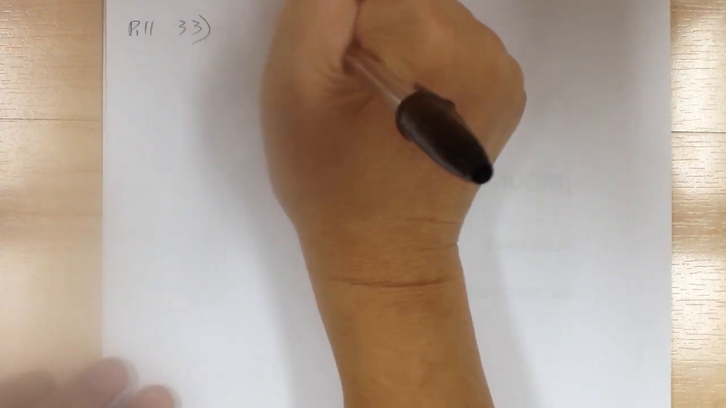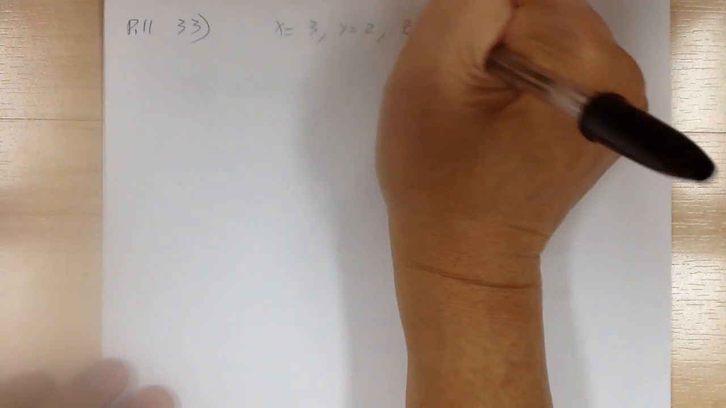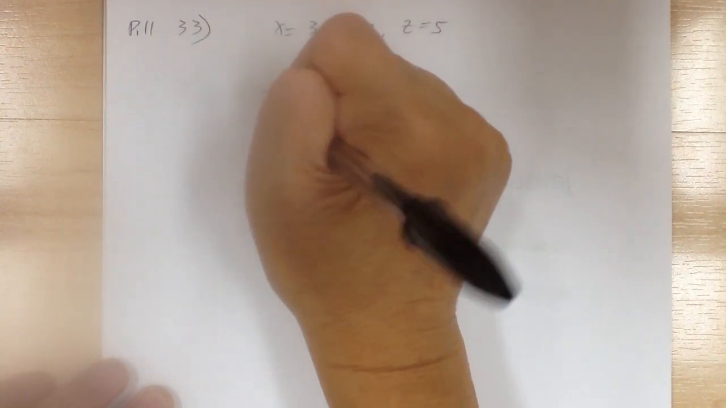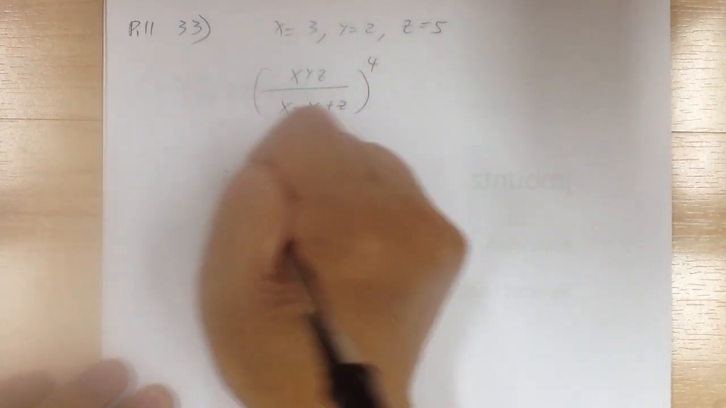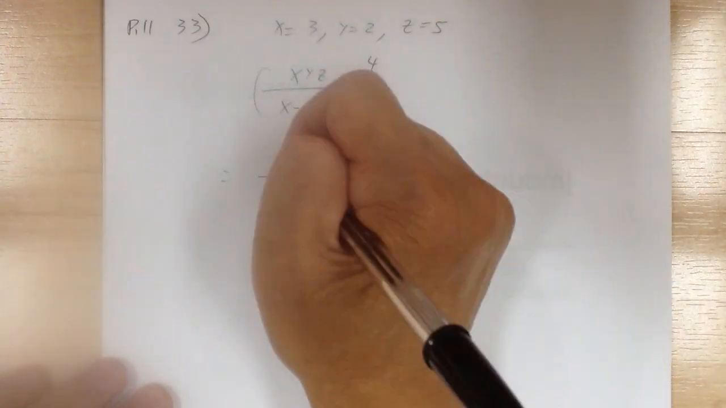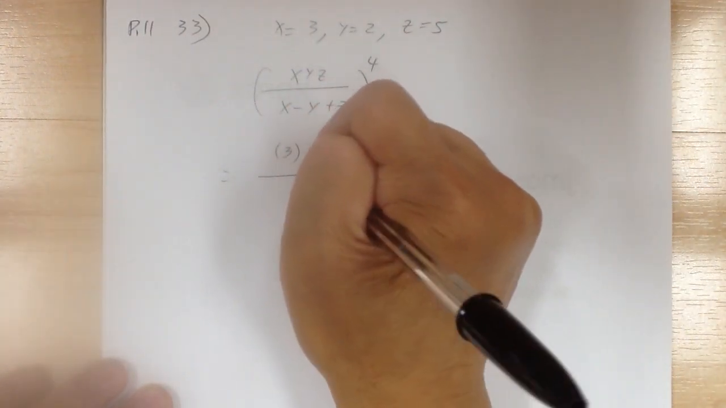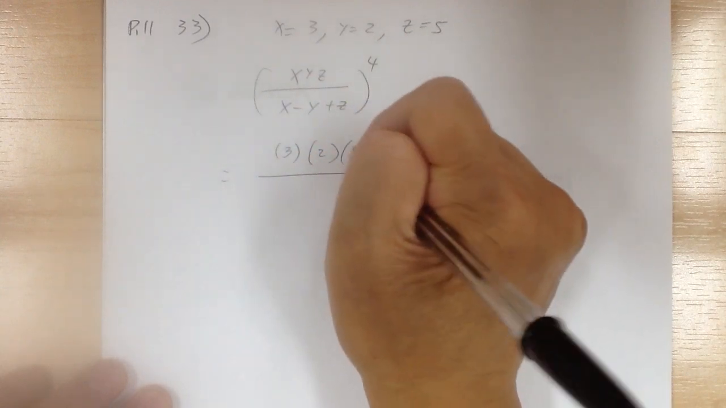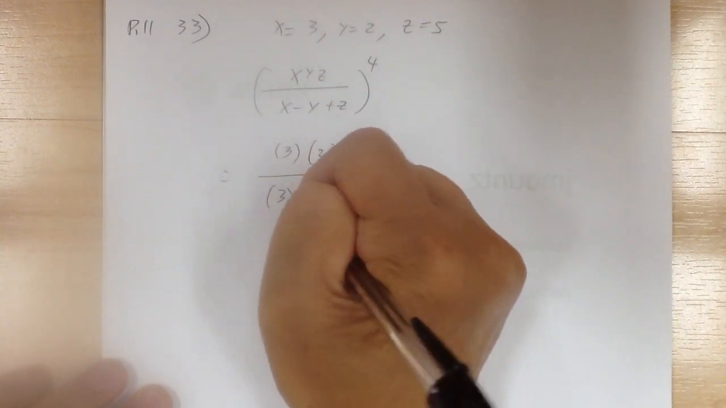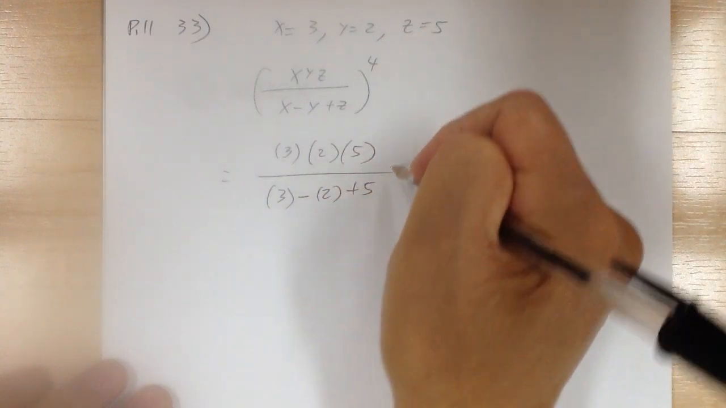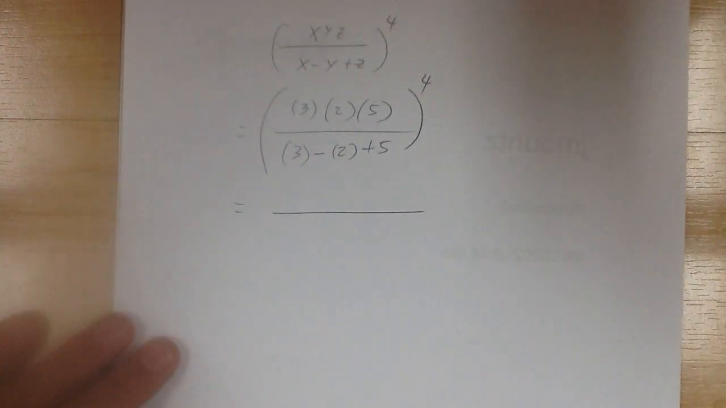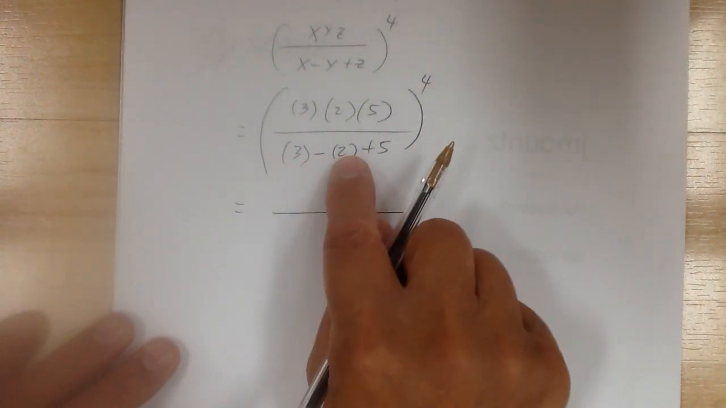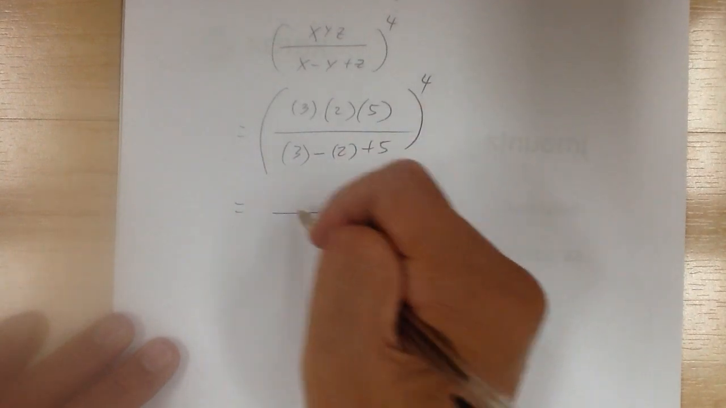Okay, so x equal to 3, y equal to 2, z equal to 5. So number 33, you got xyz over x minus y plus z, to the 4th power. So substitute everything in there. So you got 3 for the x, 2 for the y, 5 for the z, and you got 3 minus 2 plus 5. And this whole thing to the 4th power. Let's work the bottom first. So 3 minus 2 is 1 plus 5 will give you 6.